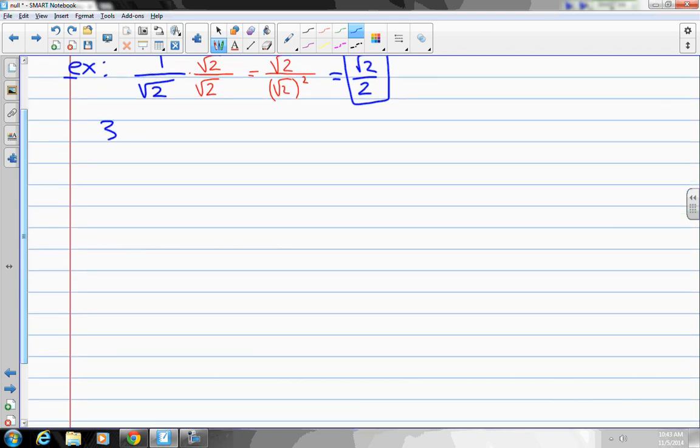So how would we deal with 3 over square root of 11? Yeah, so multiply by root 11 over root 11. That gives you 3 square roots of 11 over square root of 11 squared. So that's 3 root 11 over 11. Right?